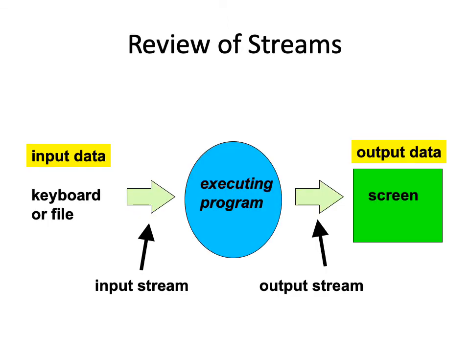Here is the diagram of streams. As always, we say for an input stream, that's data coming into your program from usually a keyboard via cin or a file via an ifstream. And then output streams will take data from your program and bring them either to the screen, like cout, or to a file via an ofstream.